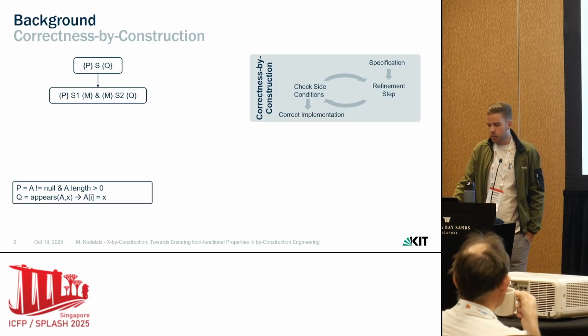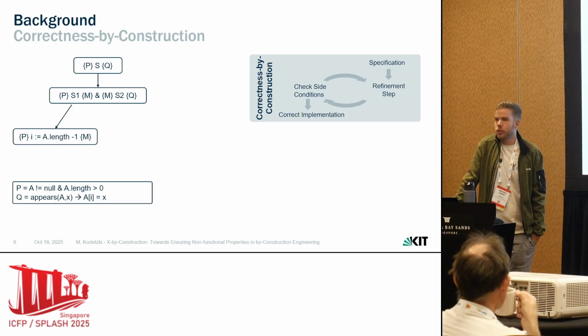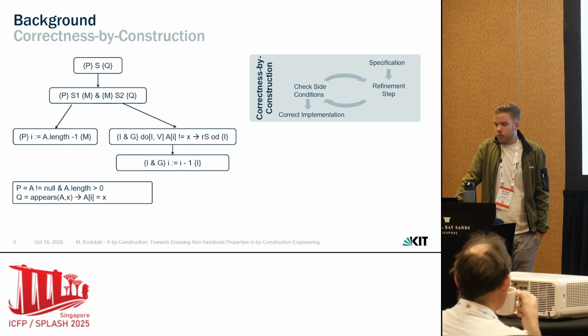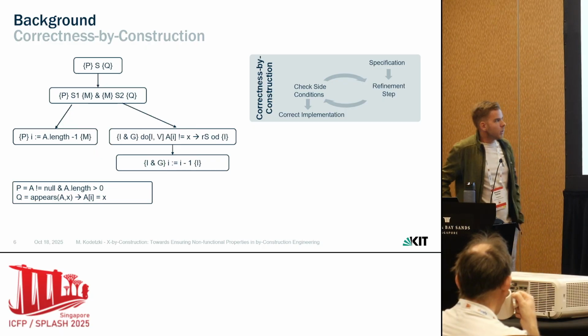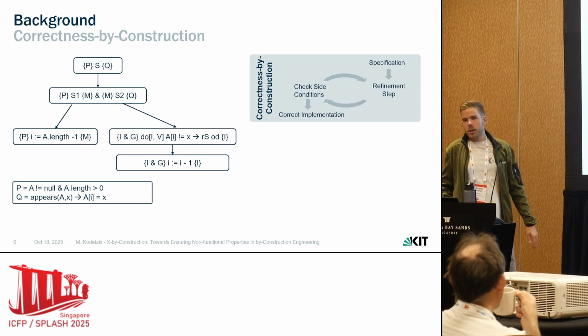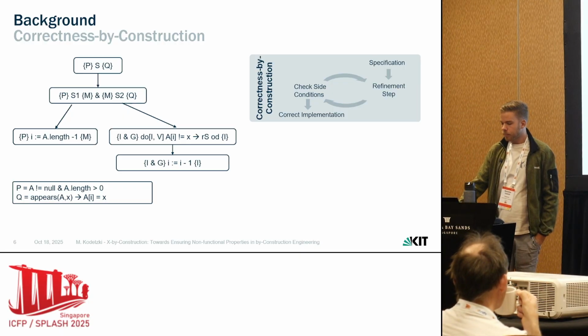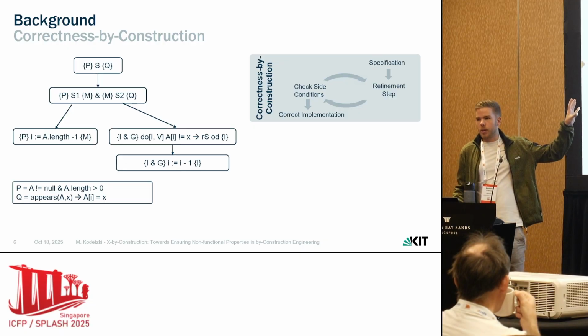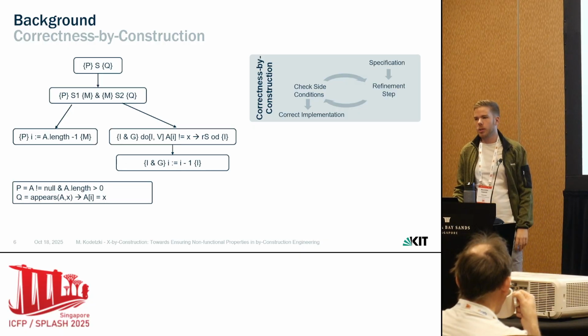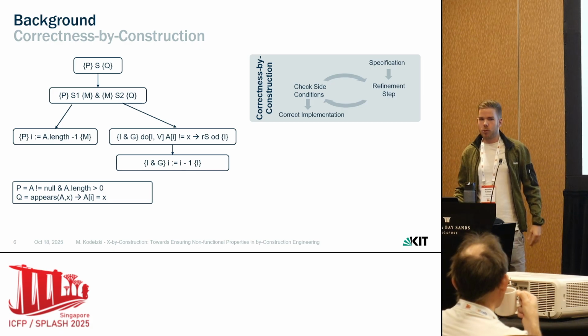And then we can continue with, for example, initializing I to the last element of our array and creating a loop with a loop body that iterates from the last element to the first in our array until we found X. And in this tree, we can verify each of the nodes individually and in the end have a correct program.